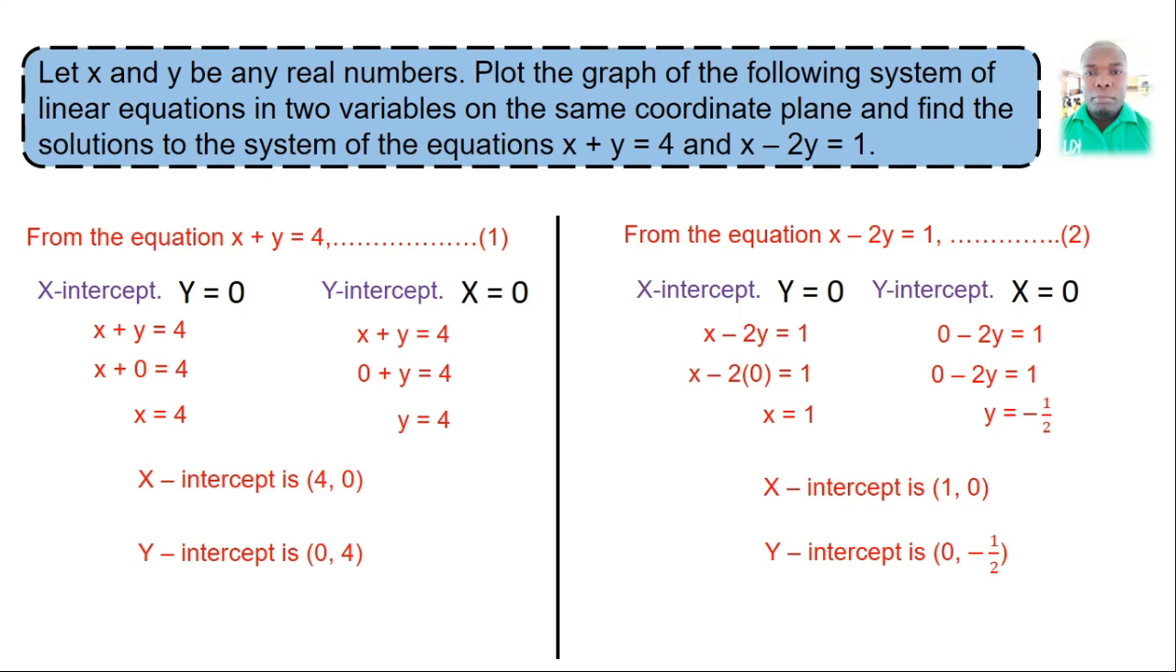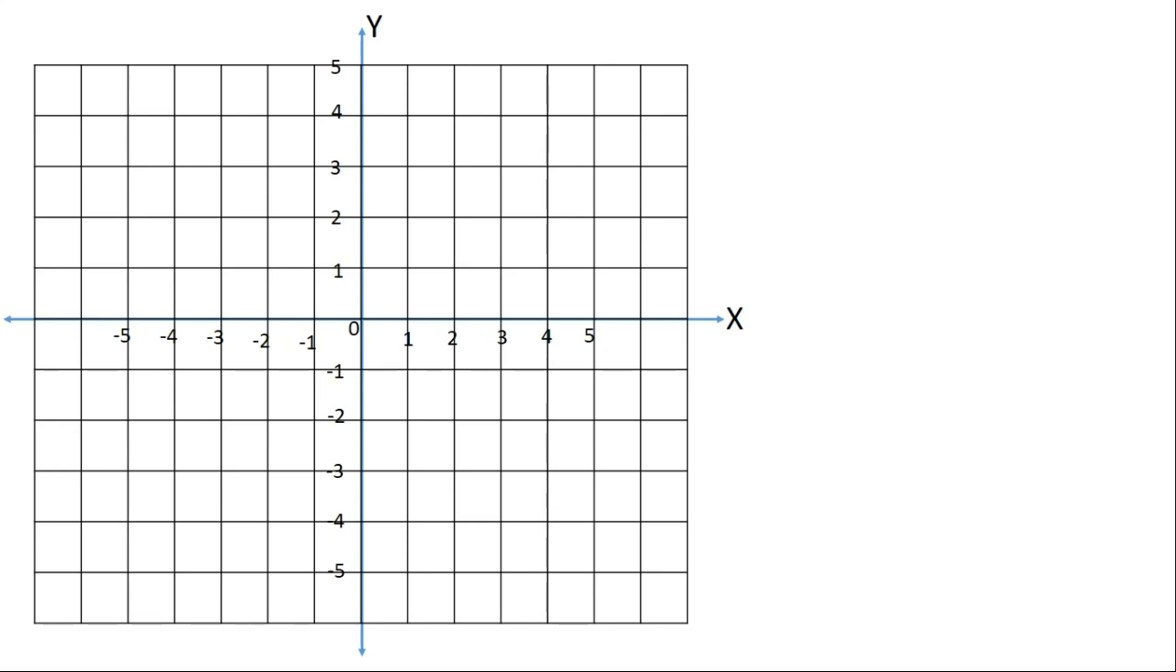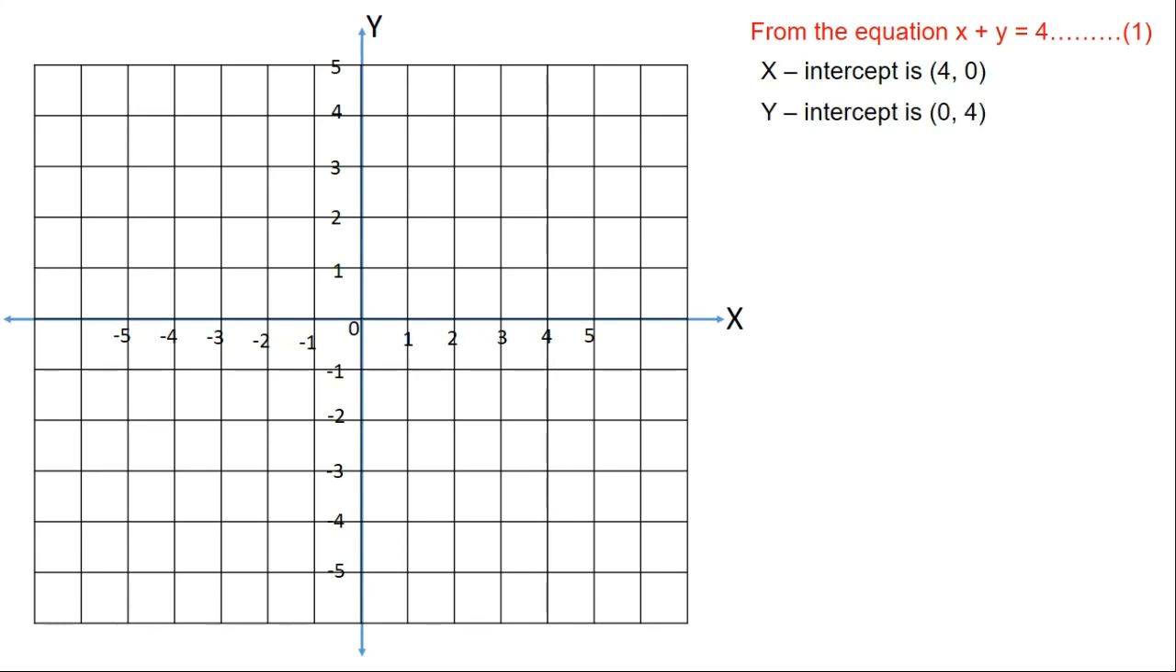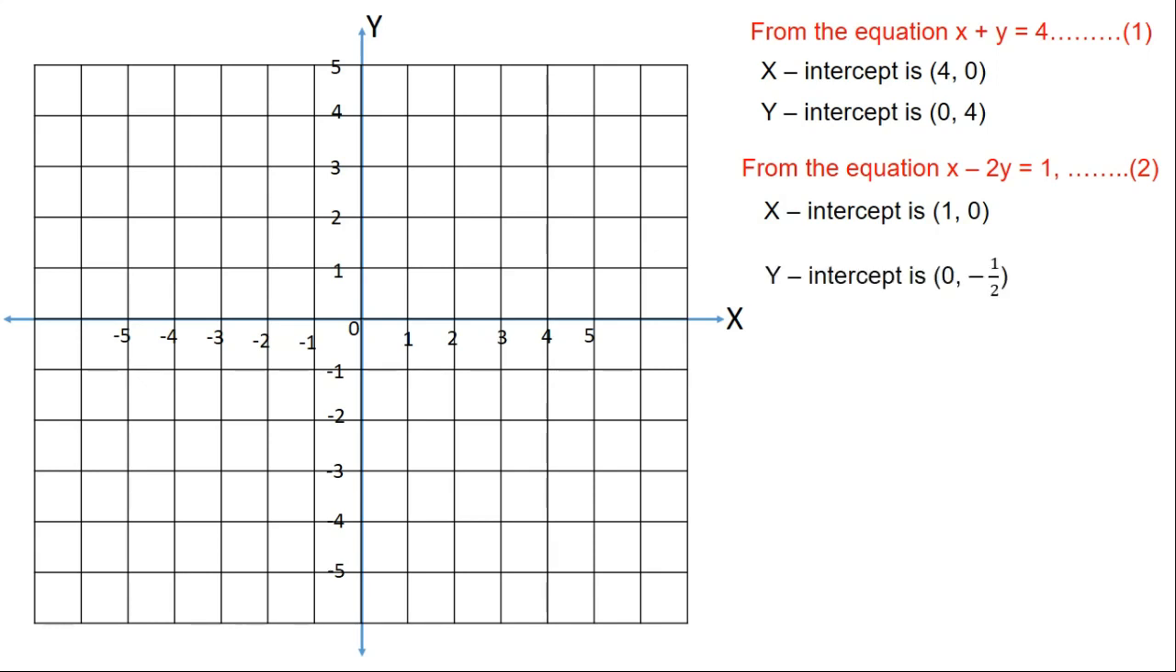Let us have this plotted on the coordinate plane. Remember, from our equation 1, which is x plus y equals 4, the x-intercept is (4, 0), and the y-intercept is (0, 4). And from equation 2, which is x minus 2y equals 1, the x-intercept is (1, 0). The y-intercept is (0, negative a half). Let's have this shown on the coordinate plane.